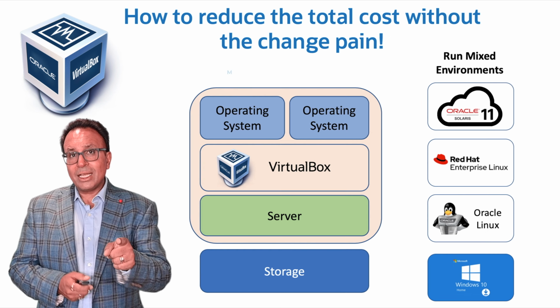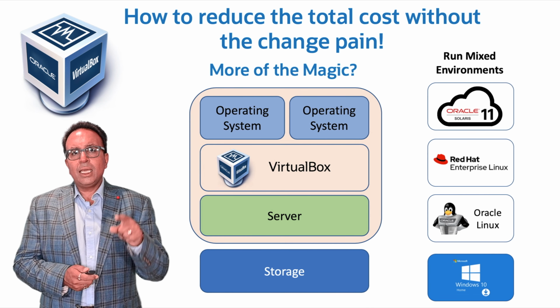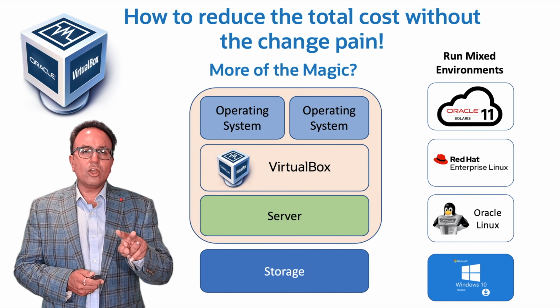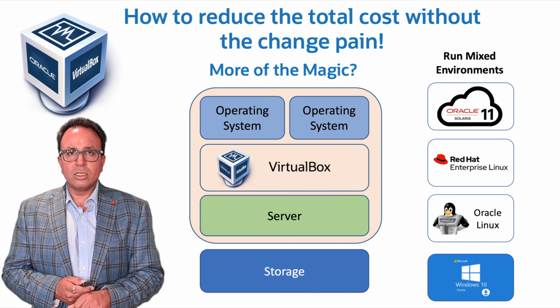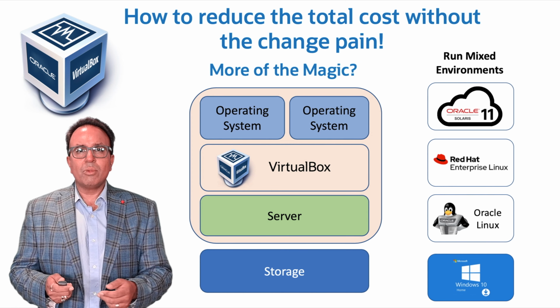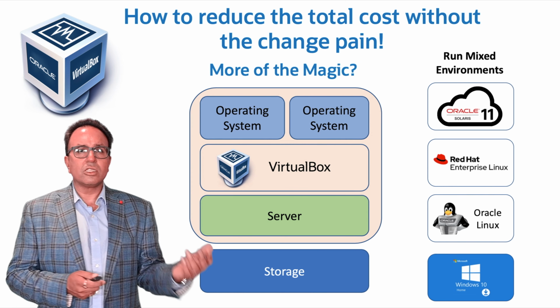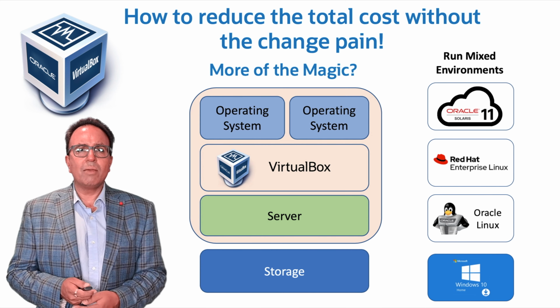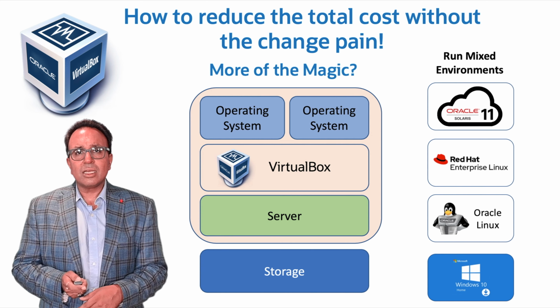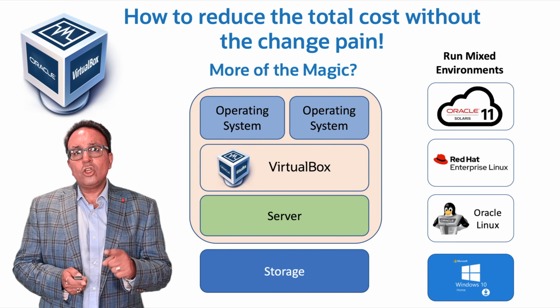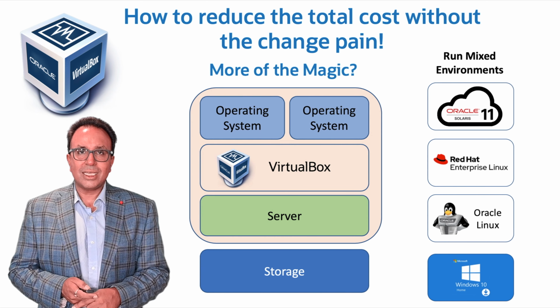Wait, there's more magic though. You might be thinking, okay, I can go from one operating environment to 2 on a single server, but I've got a mixed environment. I've got some Microsoft, some Solaris, some Linux, some Red Hat, and I'm not changing to Oracle Linux. Well, that's okay. It doesn't matter. All you need to know is that you can run multiple different OSs in a single server.